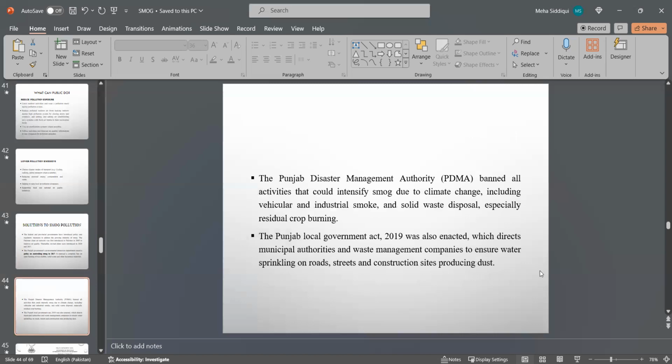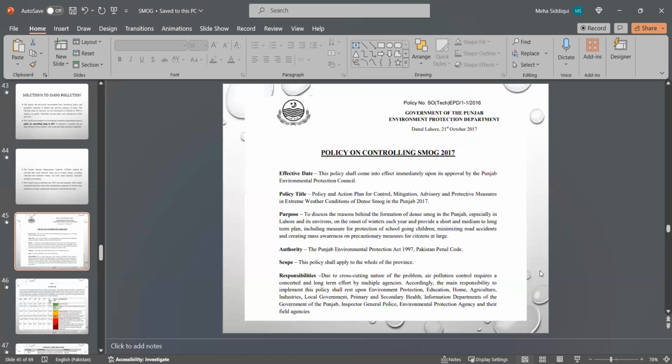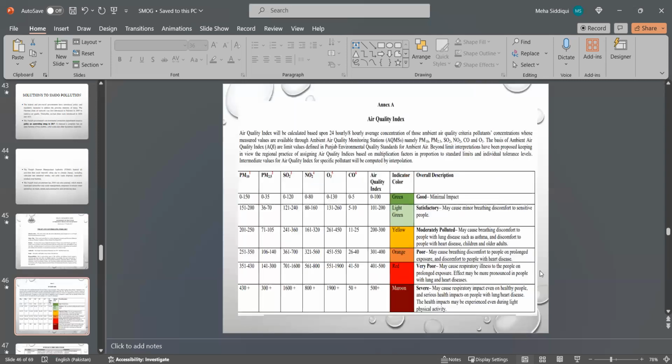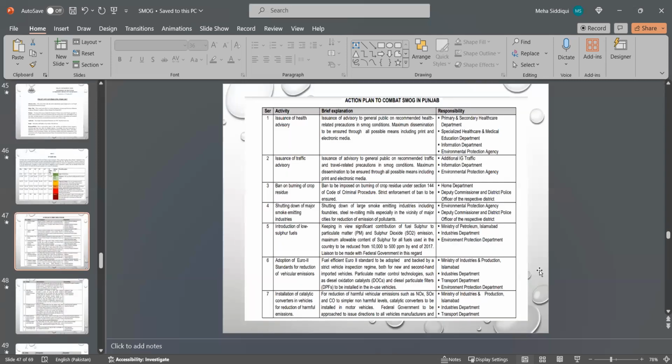The Punjab Disaster Management banned all activities that could intensify smoke due to climate change, including vehicular and industrial smoke and solid waste disposal, especially residual crop burning. The Punjab Local Government Act 2019 was also enacted, which directs municipal authorities and waste management companies to ensure water sprinkling on roads, streets, and construction sites producing dust. So this is the policy on controlling smoke 2017. And according to it, these are the different activities that can be used to combat smoke in Punjab.